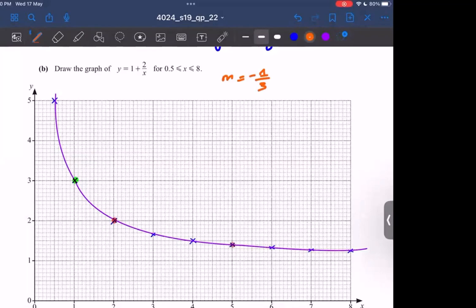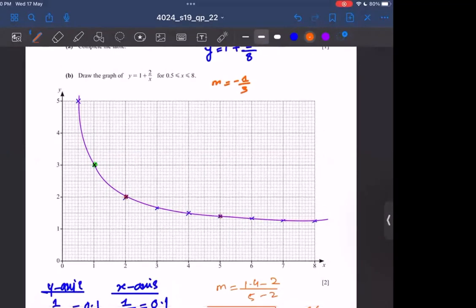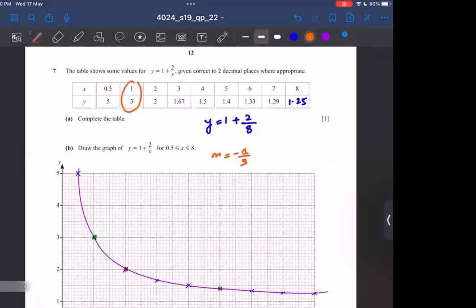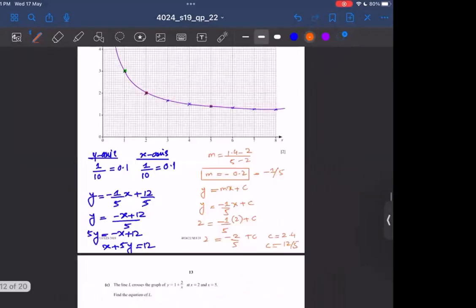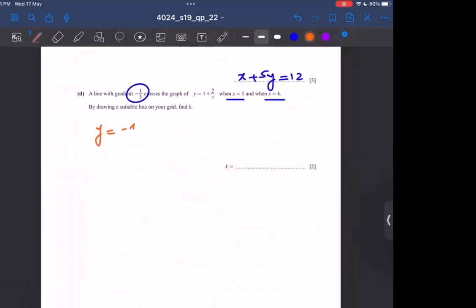Okay, so what we can do, this is the point 1, 3. So let's find this equation. y equals mx plus c, that is minus 1 by 3 into x plus c. And we know the value of x and y, 1, 3. So we can put the values in to find the value of c as well. But what they are saying is, don't find the equation. By drawing a suitable line on your grid, find k. They're asking you to find k with the help of a suitable line that you need to draw.